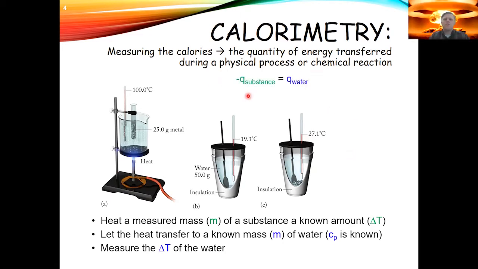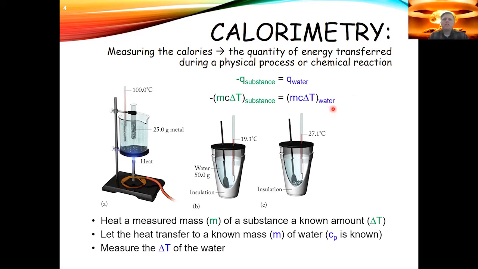And we use this same relationship, that the negative heat of our substance is equal to the heat of our water. In other words, the heat lost by our substance is equal to the heat gained by our water. And we turn back to our old familiar MC delta T equation, right? But there is a little bit of a problem with doing this. So this is how calorimetry was done historically, and in some cases it's still done this way fairly often.